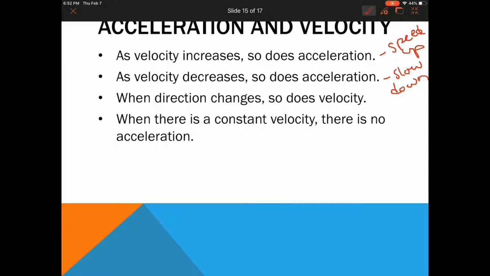Because if there's a constant velocity, that means you're moving at one speed over a certain period of time. So let's say you're driving down Superior Street here in Duluth, and you are going 30 miles per hour for 6 blocks. Well, you're going at a constant speed of 30 miles per hour for those 6 blocks. So you're not accelerating because you're not speeding up, and you're not slowing down.